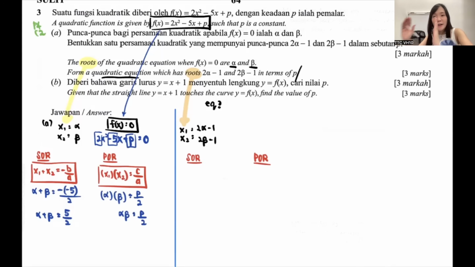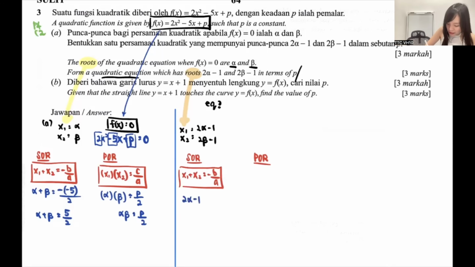Now, let's do another set of SOR, POR for the second set of roots. So guys, for the second set of roots, the SOR is what? x1 plus x2 equals negative b over a. Okay, again, let me sub inside. So the x1, isn't it 2 alpha minus 1? The x2, isn't it 2 beta minus 1? Can you see all on top, please, alpha, beta. And then isn't it equivalent to negative b over a?